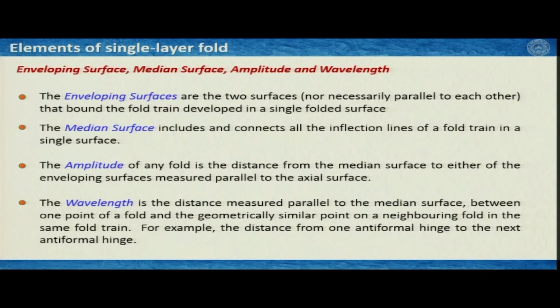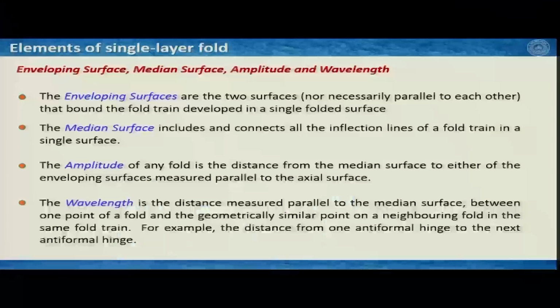So, as I said in the very beginning, the way the lecture would proceed, we first learned points, then we connected the points, we got hinge line, we got inflection line, and now we try to see if we can connect the lines in a way to define the fold's geometry in a much better way. So, here come four terminologies: enveloping surface, median surface, amplitude and wavelength.